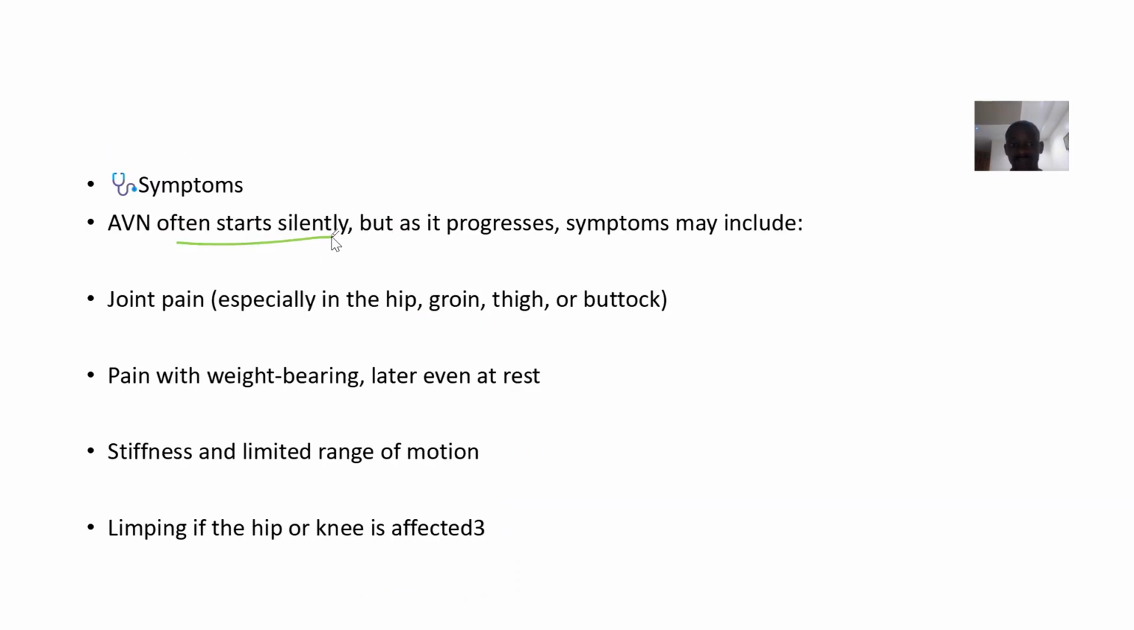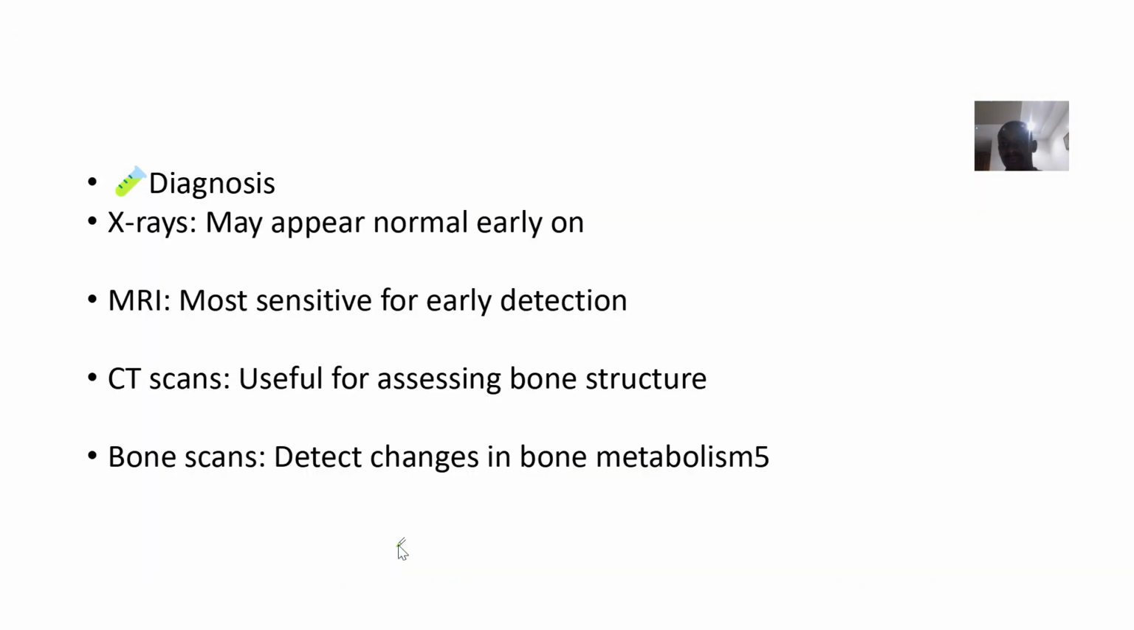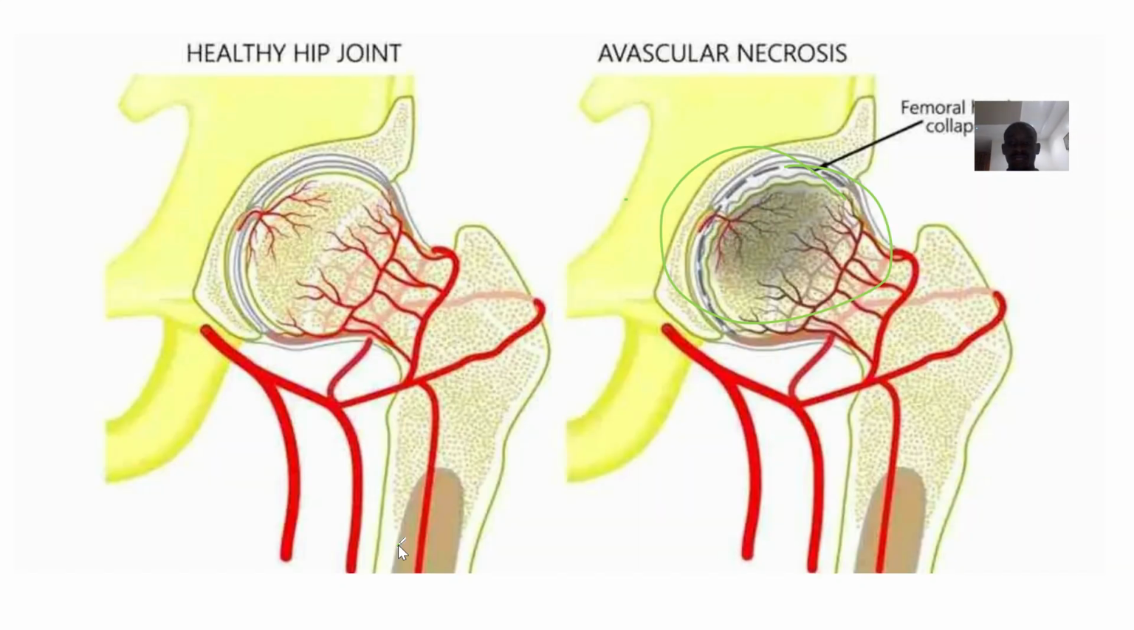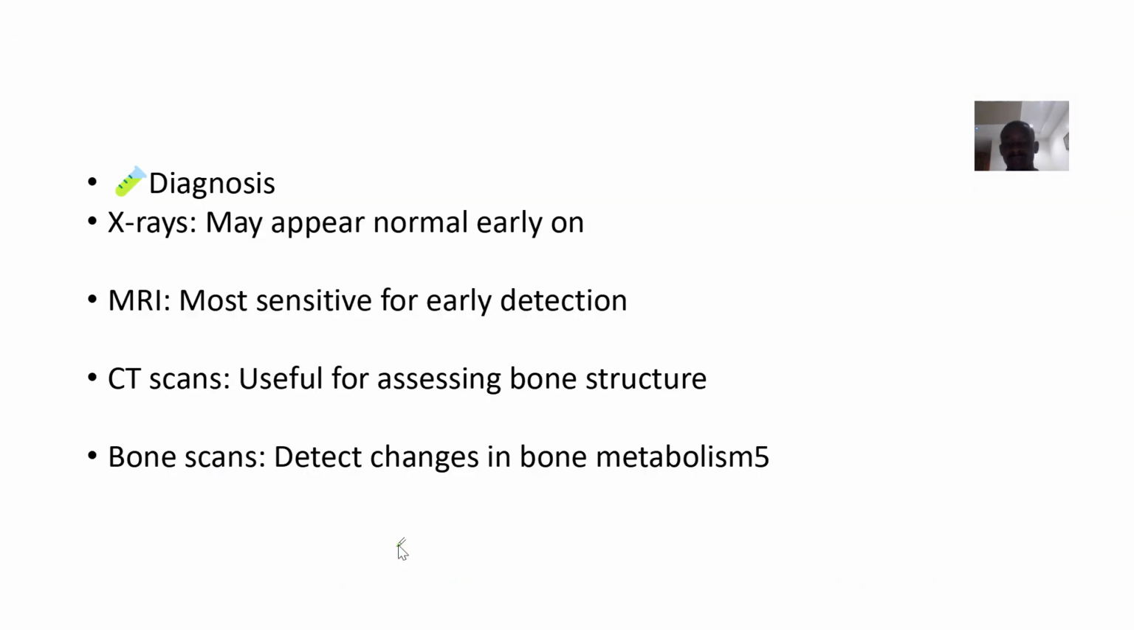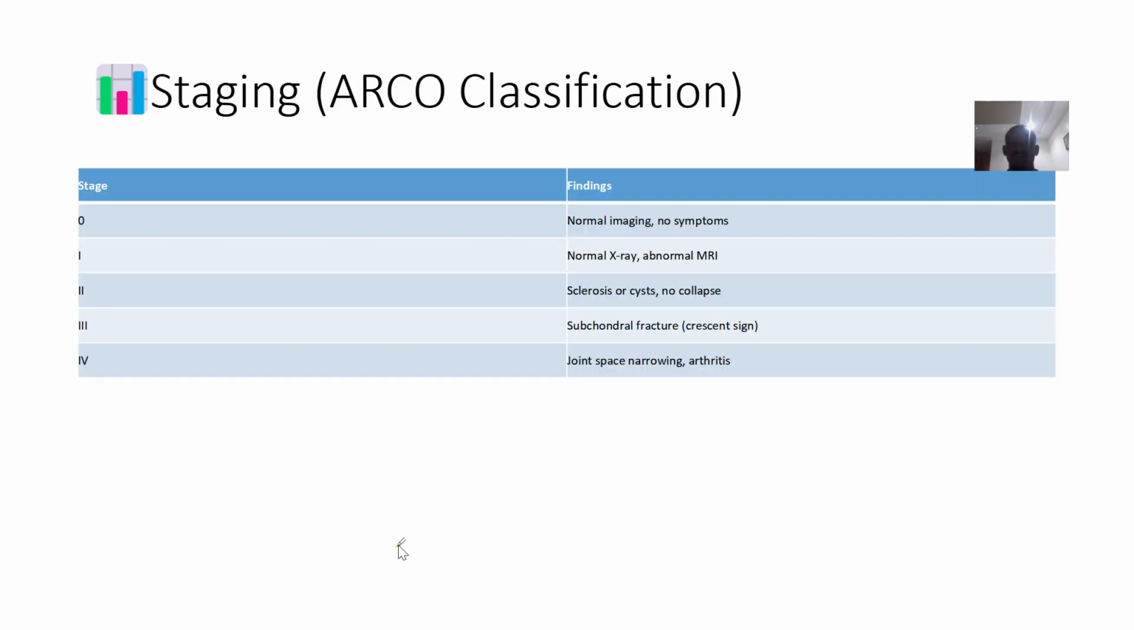Symptoms often start silently, but as it progresses, the symptoms become louder. Right? So there's pain when you try to bear weight, stiffness, limited range of motion, and limping if the hip or knee is affected. Diagnosis is by imaging, so X-rays, MRI, CT scan, bone scans.